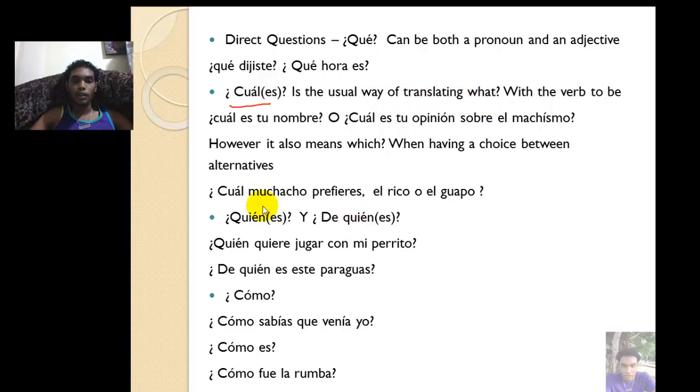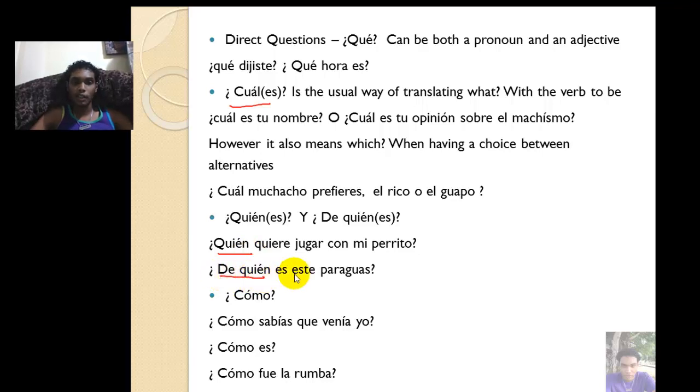¿Quién quiere jugar con mi perrito? Who wants to play with my dog, right? My little dog, right? And ¿de quién es este paraguas? Whose umbrella is this? Okay, so know that quién is used as who, and de quién is used as whose, or of whom, right?